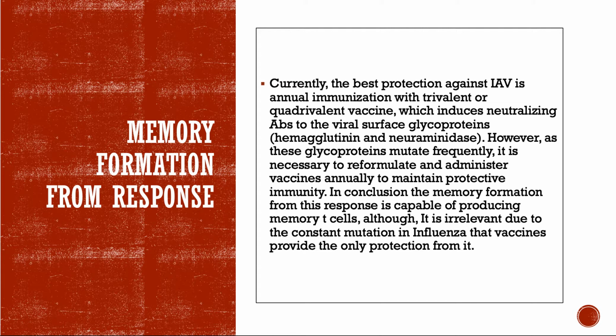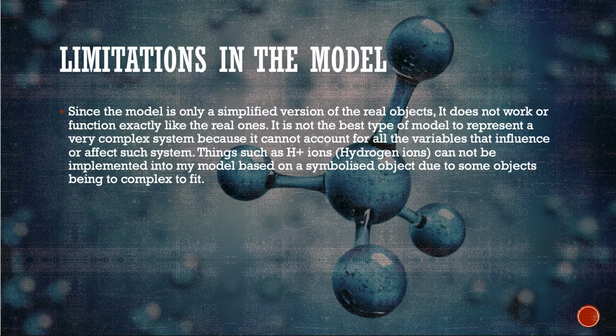So, in conclusion, the memory formation from this response is capable of producing memory T cells, although it is irrelevant due to the constant mutation in influenza, so vaccines provide the only protection from it. So pretty much this process can produce memory T cells, but given how much influenza mutates, it's not really necessary, as a vaccine has to be made every year to prevent this. So there's not really any memory T cells that are necessary within it.